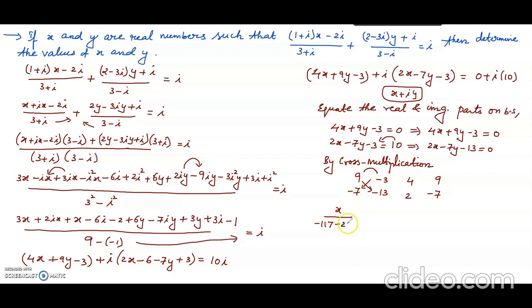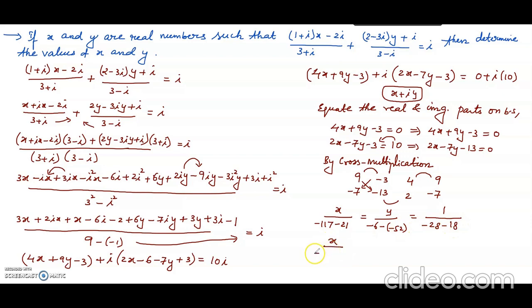So minus 117 minus 21 is equals to, now take these 4, y by AD minus BC: minus 3 into 2 is minus 6, minus 13 into 4 is minus 52. This is equals to, again the last 4 you take together, this is considered as constant. 1 by AD minus BC: 4 into minus 7 is minus 28, minus 9 into 2 is 18.